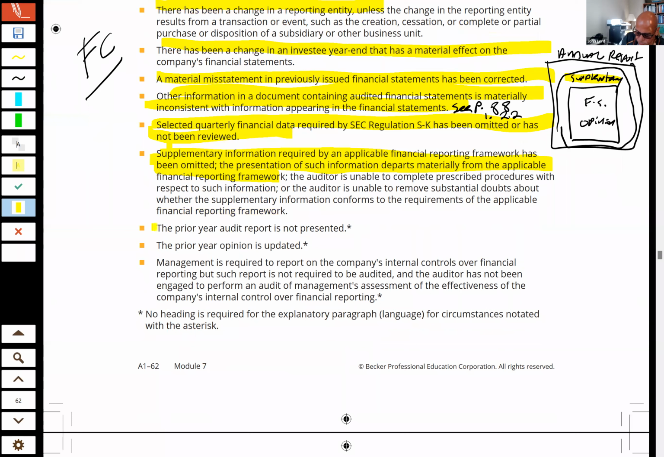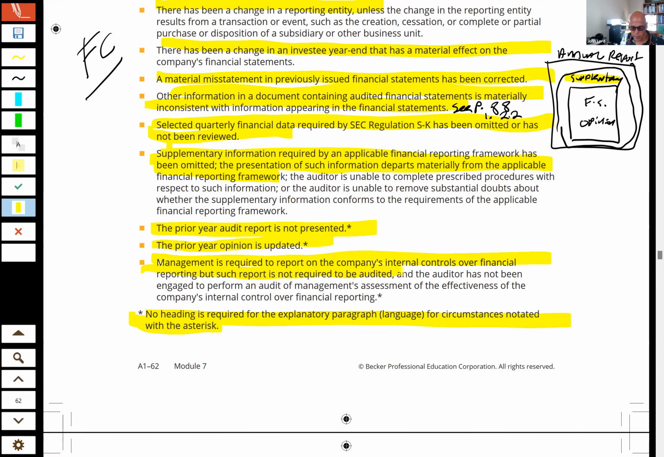Now you come over and they tell us that we don't have to have a heading, but we still would have to put up the explanatory paragraph if the prior year report is not presented, prior year opinion is updated, management is required to report on the company's internal controls over financial reporting, but has not, such report has not been audited. Then we would need to include that as an explanatory paragraph, but it doesn't have to have an appropriate heading. You'd just be sitting there with no heading on it, essentially.